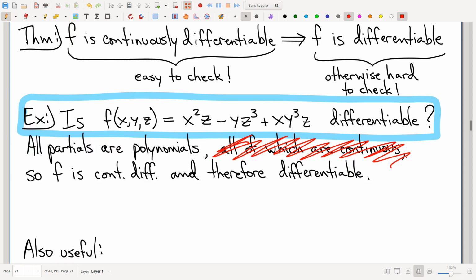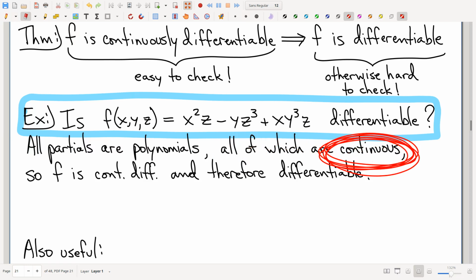Now, it is true that if the partials are polynomials, then the function's continuously differentiable. That's a true statement, but that's not how the reasoning works. The only thing that makes that work is the fact that those partials, which are polynomials, are continuous. So if you leave off the continuity, then you've left off a really critical part of the argument. So make sure to keep that in mind, right?